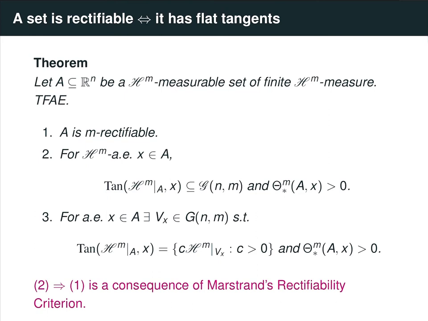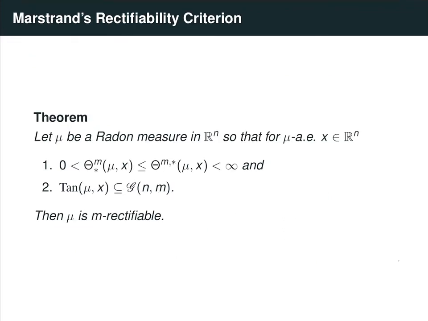So the implication that we'll prove today will actually be a consequence of a stronger theorem called Marstrand's rectifiability criterion. Marstrand's rectifiability criterion states that if we have a Radon measure mu, whose lower and upper m-dimensional densities are positive and finite almost everywhere, and the tangent measures at almost every point are m-dimensional flat measures, then the measure is rectifiable.